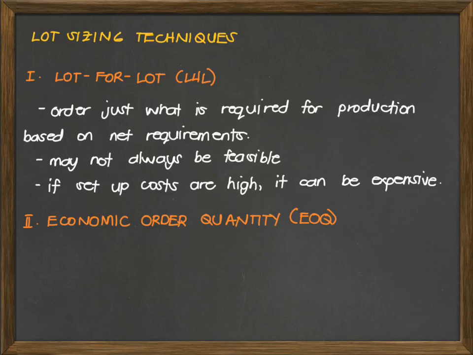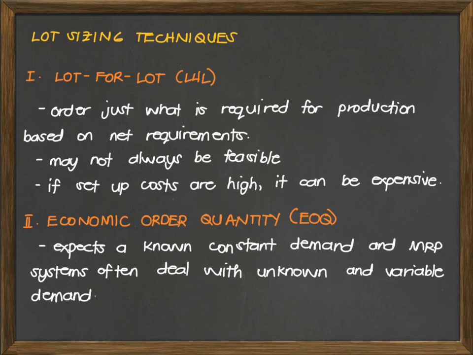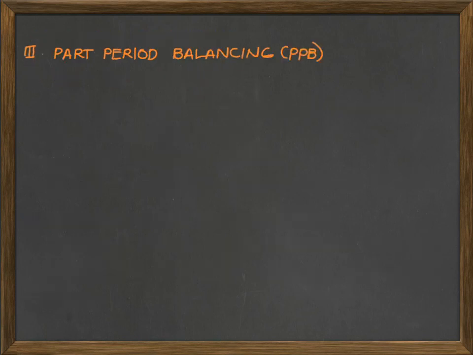Second is economic order quantity or EOQ. So this basically uses the formula or the concept of economic order quantity. It expects a known constant demand, and MRP systems often deal with unknown and variable demand.